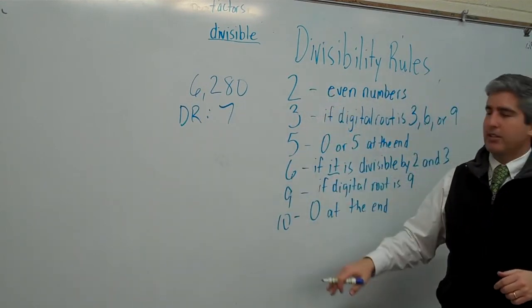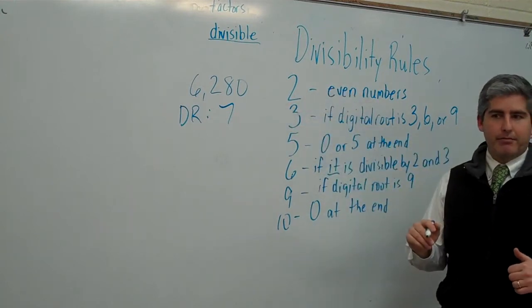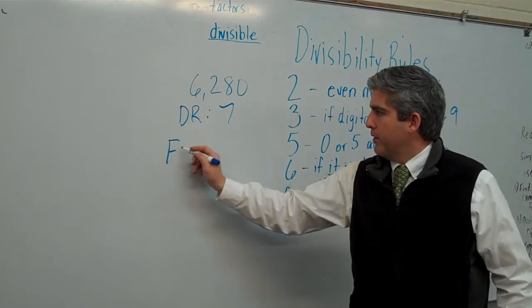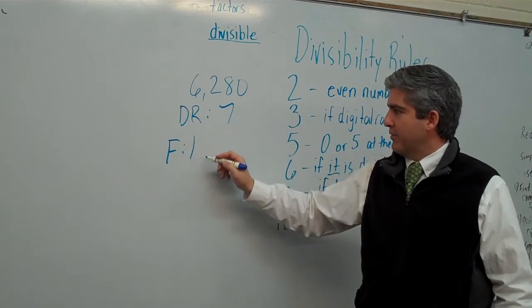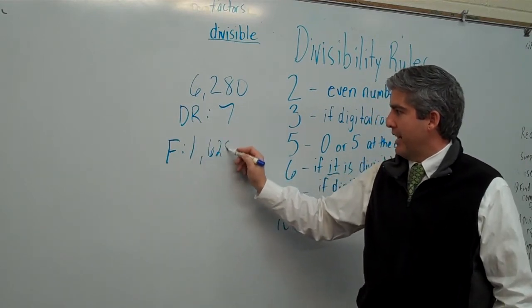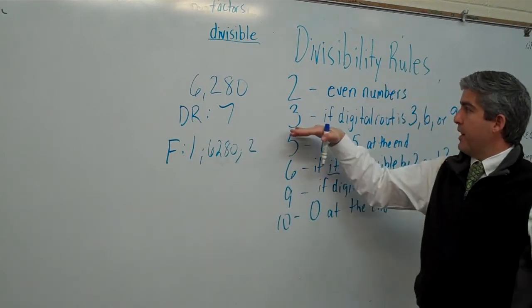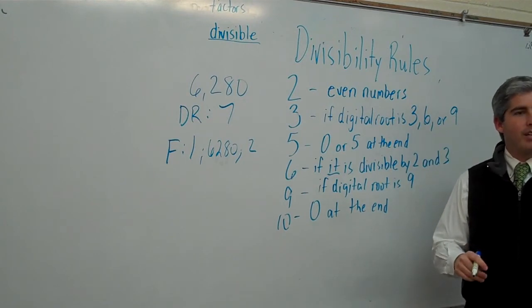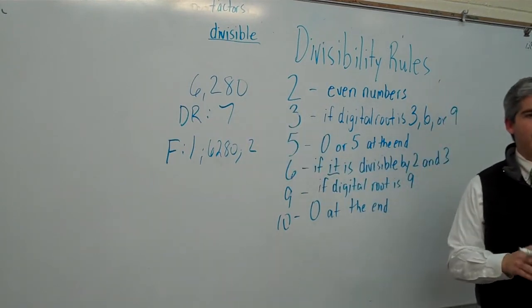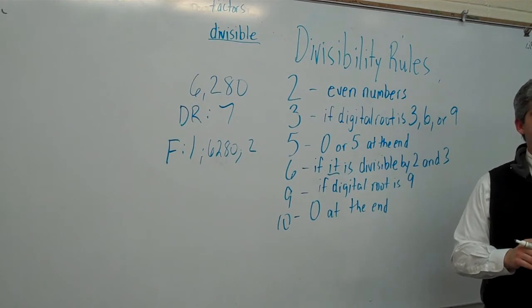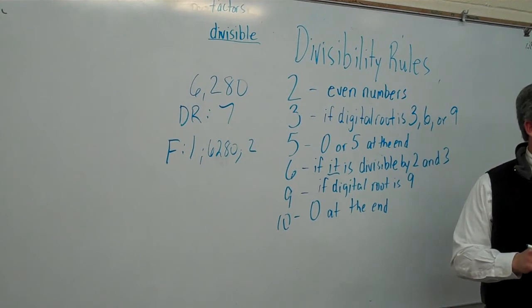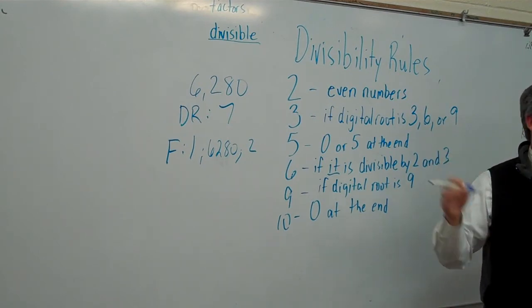So let's just go down the list. Is it an even number? Yes. So, well, first of all, we know one of the factors is 1, and another one is 6,280. We know 2 because it's an even number. 3? No, why not, Luke? Why is 3 not a factor of 6,280? Because it is, who can help him out? Toby? The digital root isn't 3, 6, 9. Perfect. Because the digital root is not 3, 6, or 9.